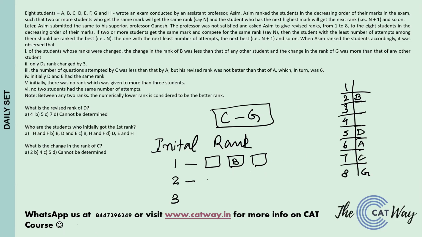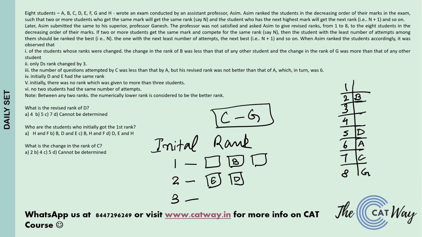Also, what we can definitely say now is that there are going to be minimum of 2 people over there, and one of them is going to be D. Now, there are 2 possibilities. We also have been given D and E have the same initial rank. So E is the person who is going to come over here, that we are certain of.